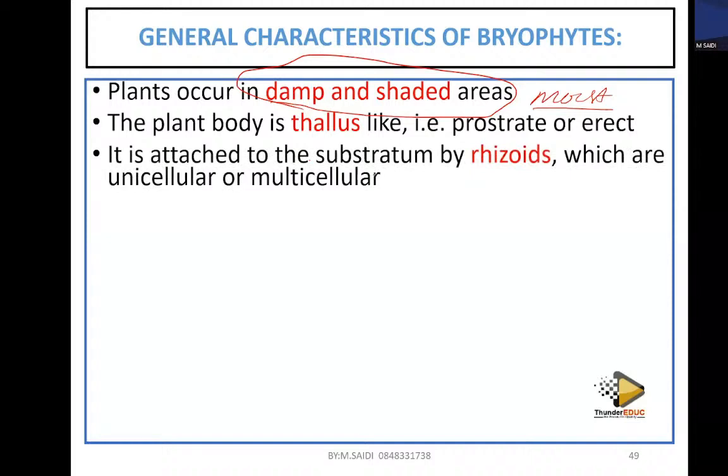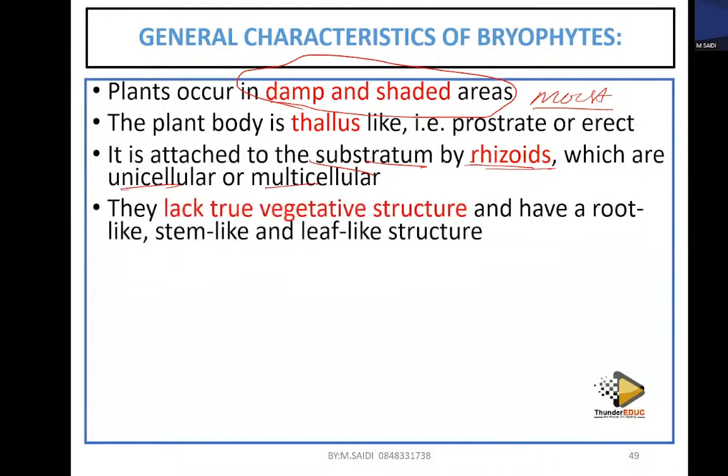Substratum means sub-layers. In science, when you say substratum, it means stratum. Stratum comes from the word layer. When there are many layers, we say strata. So they carry out anchorage by rhizoids, which are unicellular. It means that they are single cell. Some of them are multicellular.